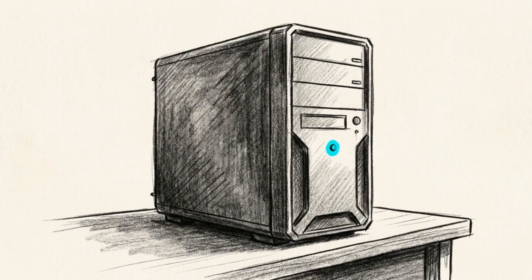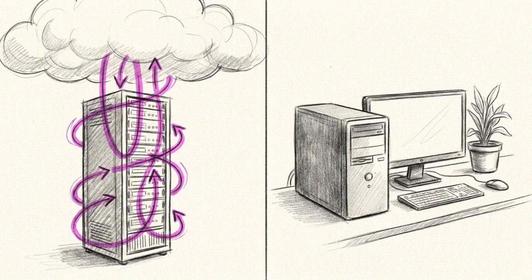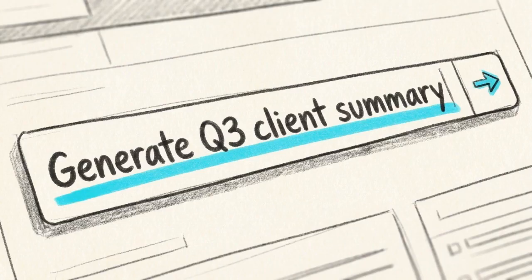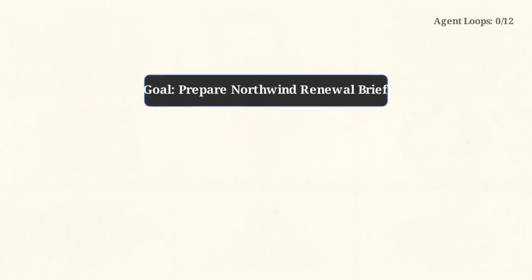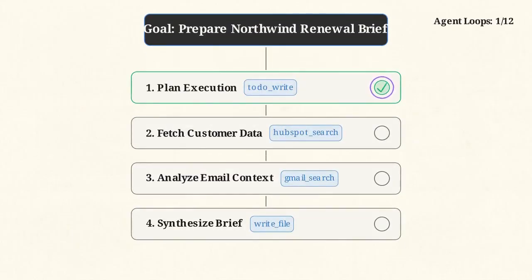This routes the reasoning tasks to a local model running on your own hardware, which ensures that no data is transmitted externally. Understanding this choice allows you to balance the high reasoning speed of the cloud against the data control of a local setup. With the engine ready, provide the agent with an outcome-based prompt. For example, prepare a renewal brief for the Northwind account. The agent immediately begins structuring a multi-step execution plan to reach that specific goal.